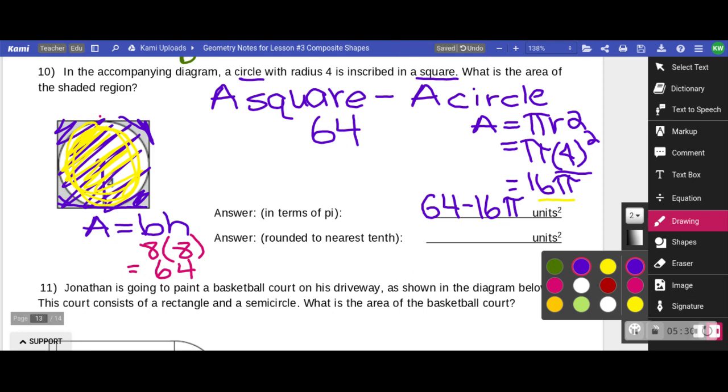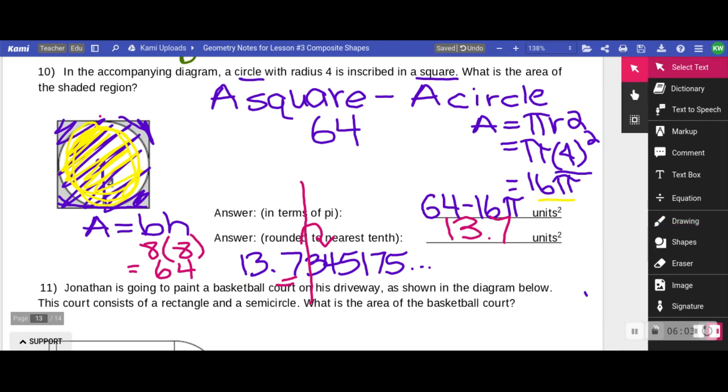Now go ahead and plug that in your calculator, 64 minus 16 pi, and write down all of the digits that you get except the last one. So I got 13.7345175... All right, now let's round to the nearest tenth. The tenths place has a 7, so I'm going to cut the number off at the 7. Now looking over, the next number over is a 3, so I'm going to keep it a 7. So it's going to be 13.7 units squared.